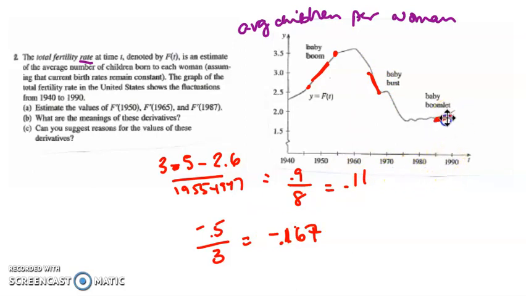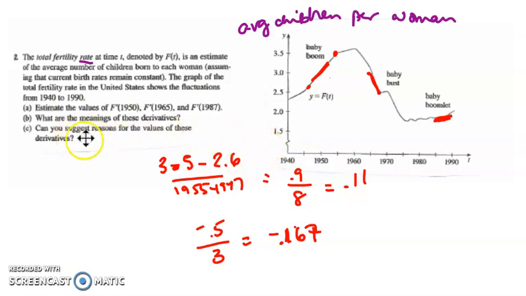So don't sweat it if you're not getting this exactly the same way that my key has it. 1987 is over here. It's going to be a small positive slope. And I'm not going to go into estimating it right now. I see your key says 0.07, and that's fine. I just know it's greater than 0, but certainly less than what this one was here. Next, what are the meanings of these derivatives? Well, I've already mentioned that the y-axis is average children per woman, so the slopes would be average number of children per woman per year. And so that is basically the change in the average fertility rate per year.